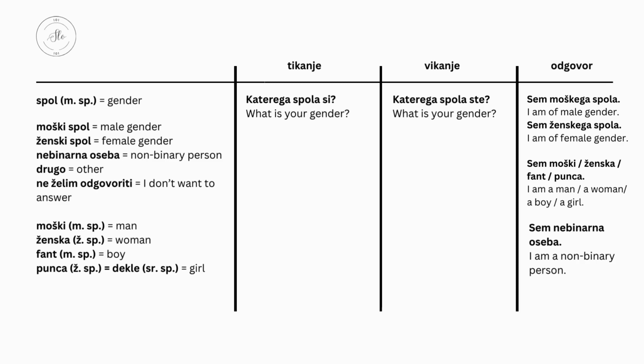To reply, we can choose between different options. We can say sem moškega spola. Or sem ženskega spola. Or we can say sem moški, sem ženska, sem fant, sem punca. Or sem nebinarna oseba.